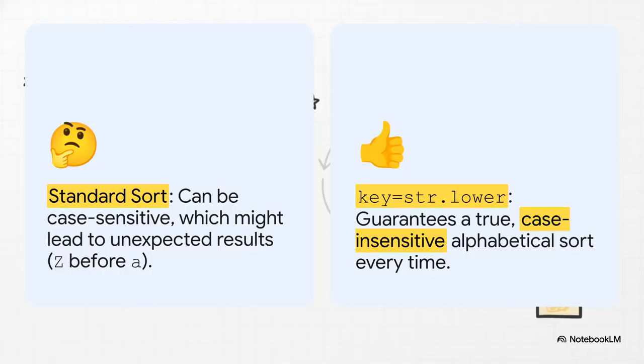The key parameter is fantastic for solving common, annoying problems. By default, Python sorts uppercase letters before all lowercase ones. This can lead to some weird results, like zebra coming before apple. But if we use key=str.lower, we're telling Python to just compare the lowercase version of each word, but only for the sort itself. This guarantees a true case-insensitive alphabetical order every single time.